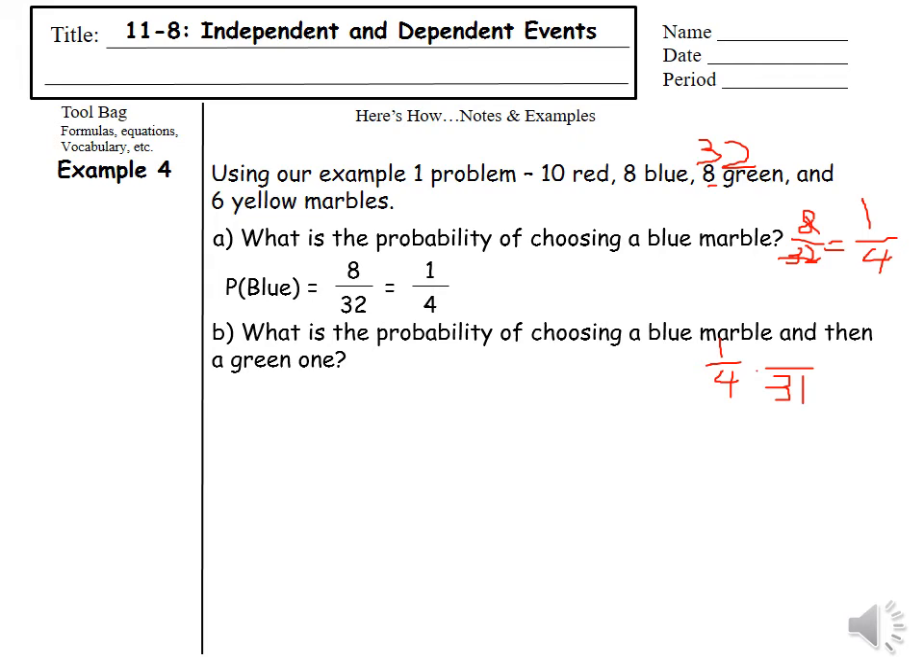And you took one blue marble out. Does that affect how many green? No, so the green still has 8 in total. So you can calculate 8 over 124. Of course, you can simplify first, because 8 divided by 4 equals 2, which gives 2 over 31.